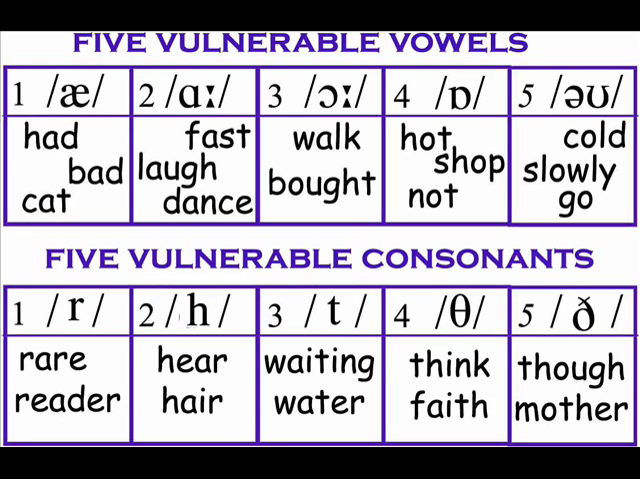And same with for. Hot, shot, not. Might be something more like hat, sharp, not. And finally, cold, slowly, go. In a lot of British accents, that might be cold, slowly, go. For example, in Middlesbrough or Scotland. So these are my 5 vulnerable vowels, and we can focus on these ones.